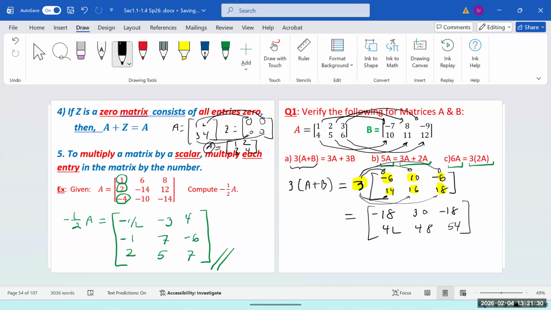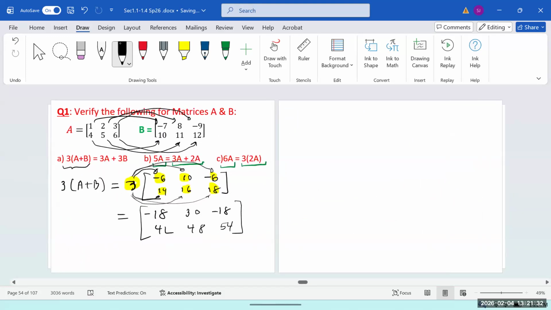Now you're going to do the right side. So this is the left hand side. Now we are going to see if the right hand side gives us the same thing or not. So the right hand side says add 3a with 3b. So who would like to try 3a? Volunteer for 3a.